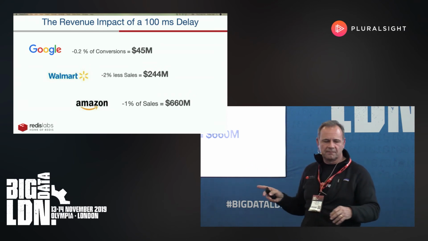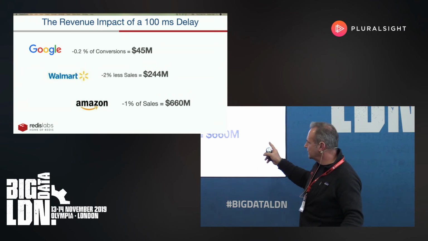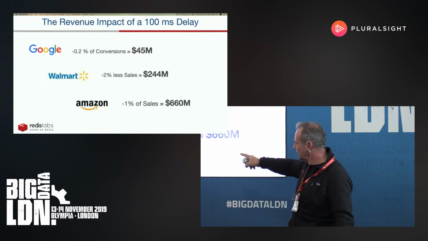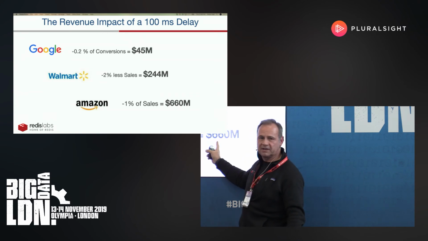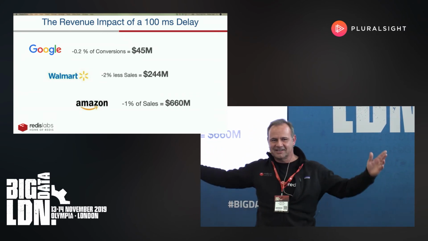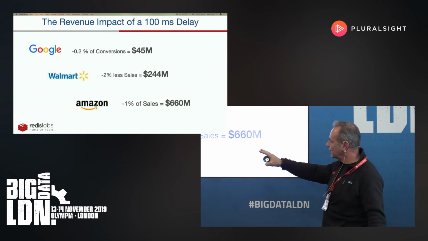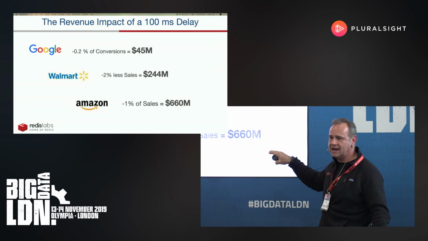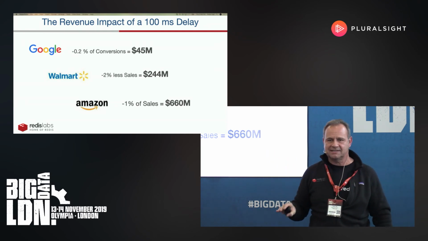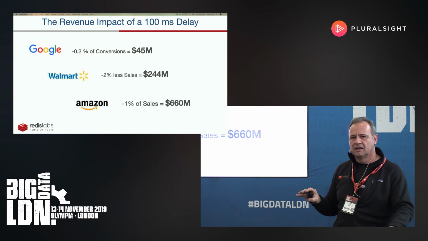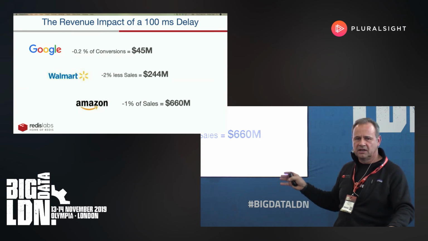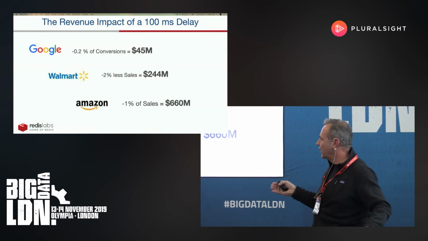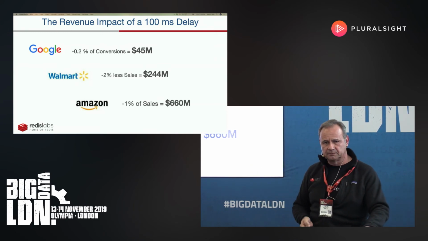So these figures are probably a little bit dated, and I think Amazon actually did this assessment about 10 years ago, to be honest. So this 1% is now probably much bigger, right? Because they're taking over the world. But you can see the impact. This is their own analysis of what a 100 millisecond delay would have on their business. In Google's terms, it was number of conversions, okay? And in Walmart, again, it's about sales.